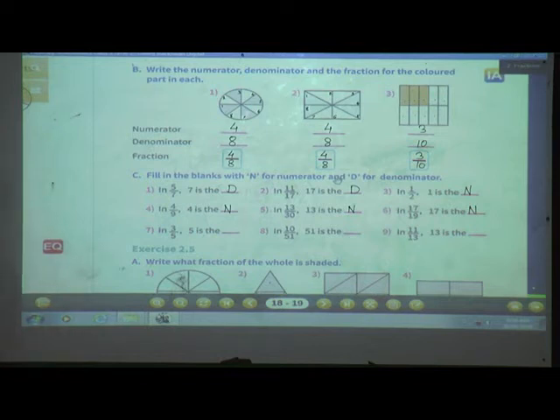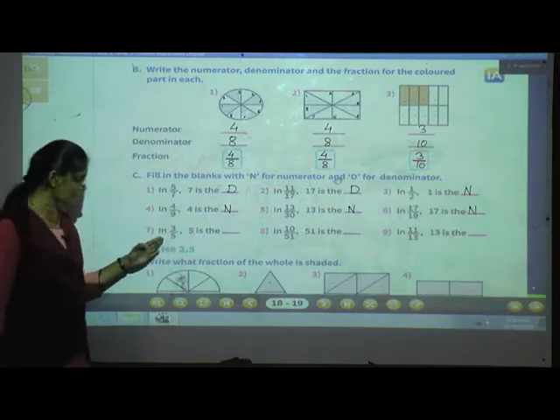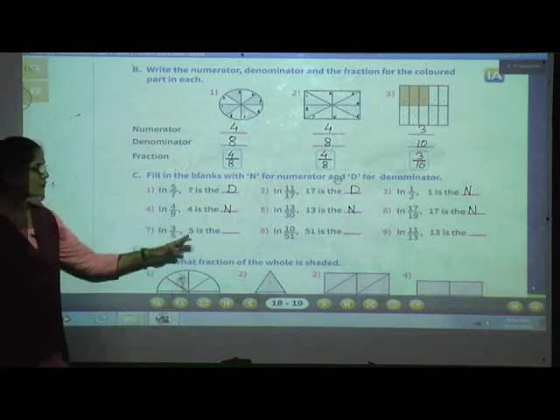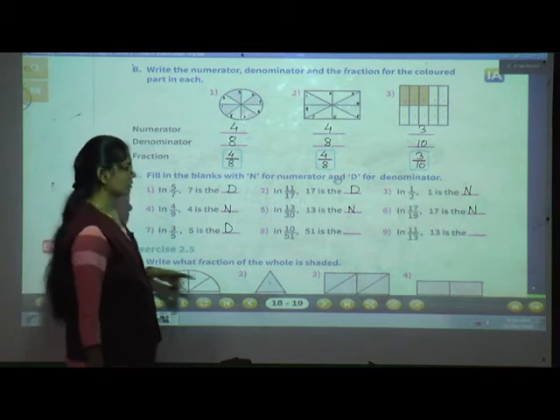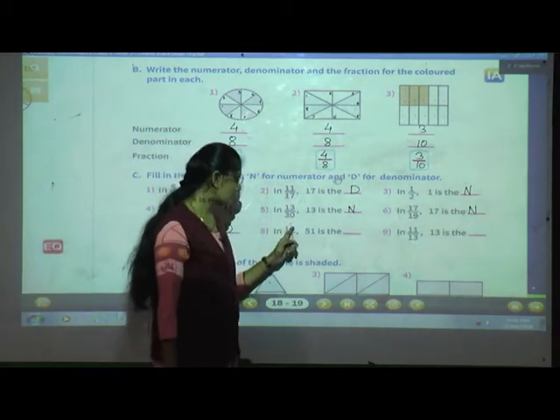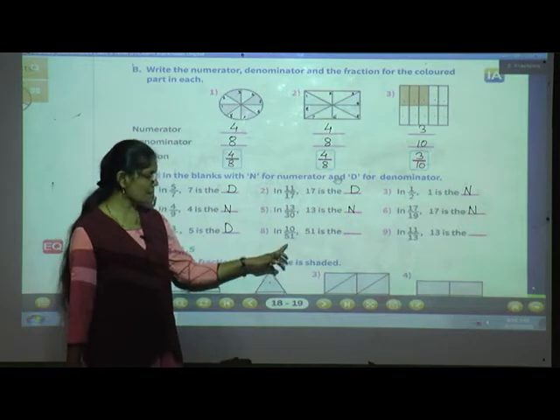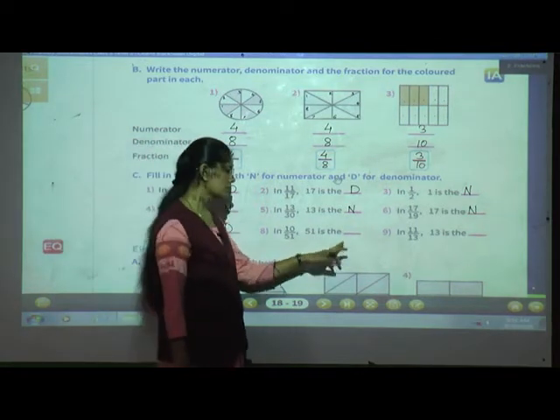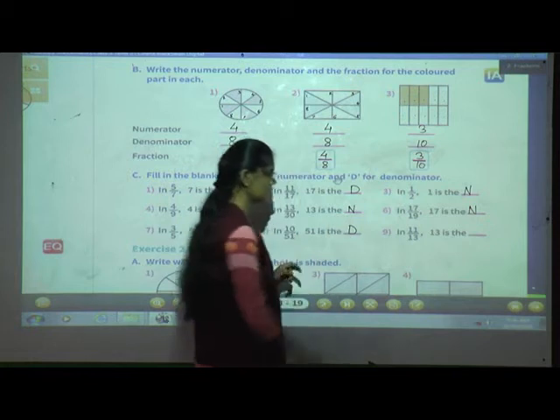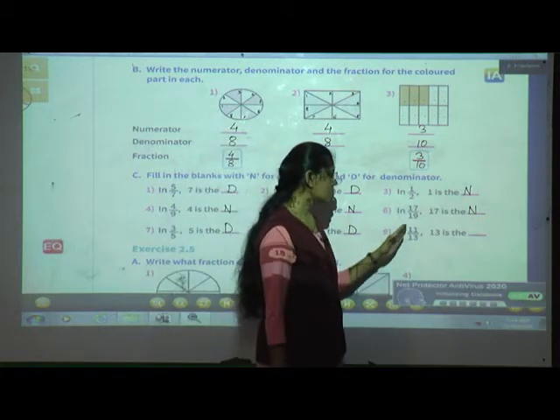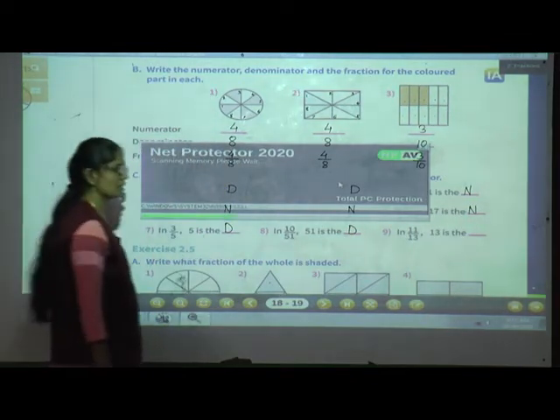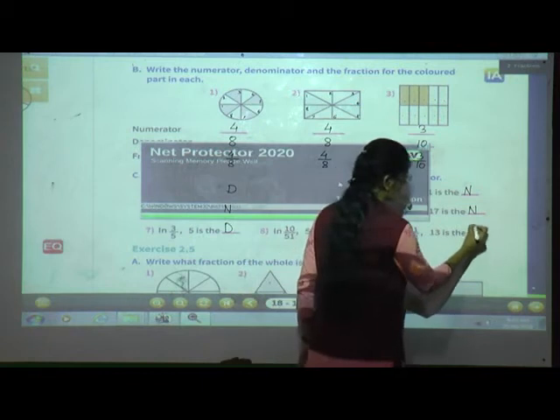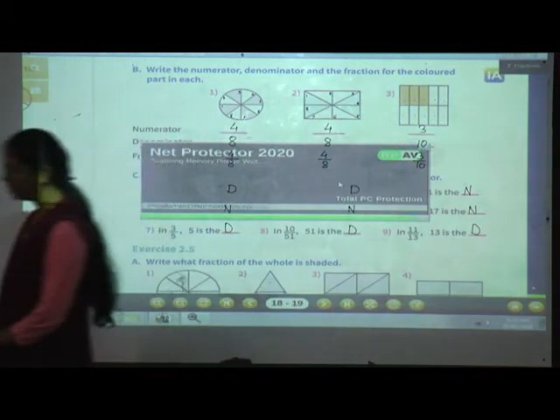Then next, in 3 by 5, see this fraction carefully. In 3 by 5, 5 is the denominator. So write D here. Then next, in 10 by 51, 51 is the denominator. Correct. So write here D. And the last one is 11 by 13. In 11 by 13, 13 is the denominator. Correct. So write here D. Okay. Clear?